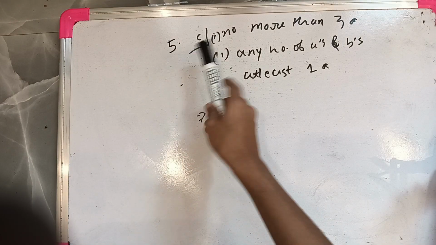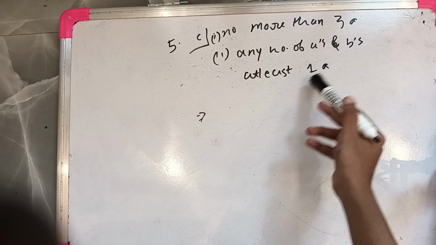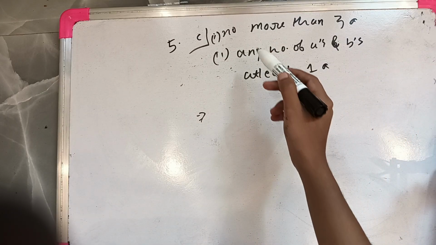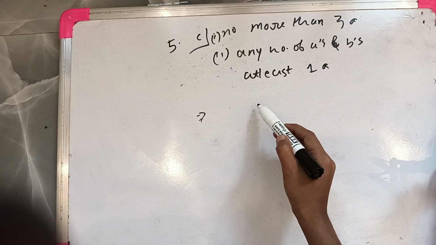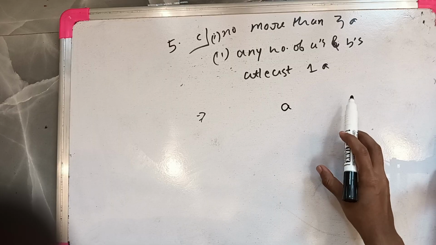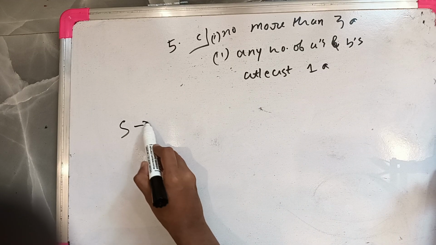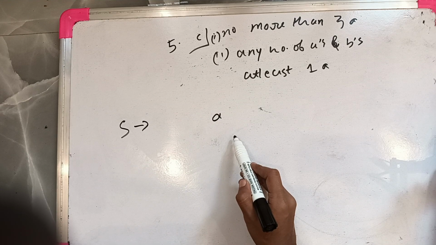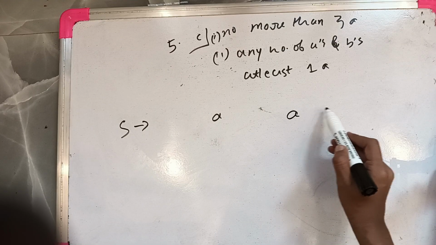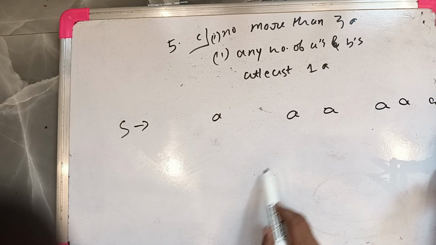Next, question 5c: write a CFG for no more than 3 a's and any number of a's and b's with at least one a. So first question, no more than 3 a's means in that case we have 1a. I will start from here. S gives, it may be 1a or it may be 2a or it may be 3a. No more than that.